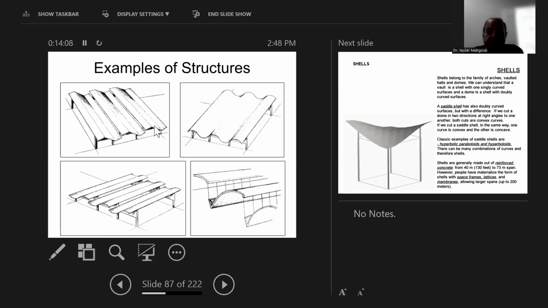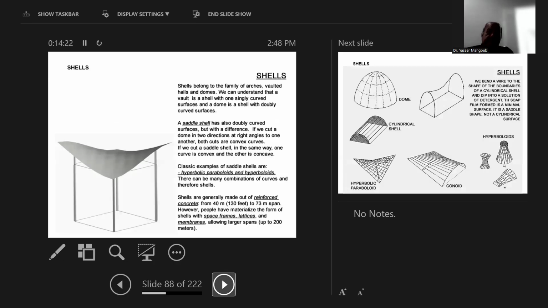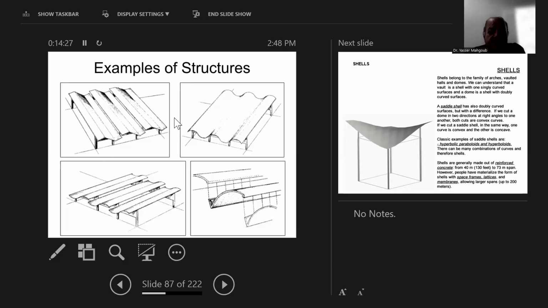These are also examples of the different folds of the structures. And this is very useful in factories because you need to have top lighting. Also in museums, if you need top lighting, you can use this folding, so you can get a northern light through the ceiling.